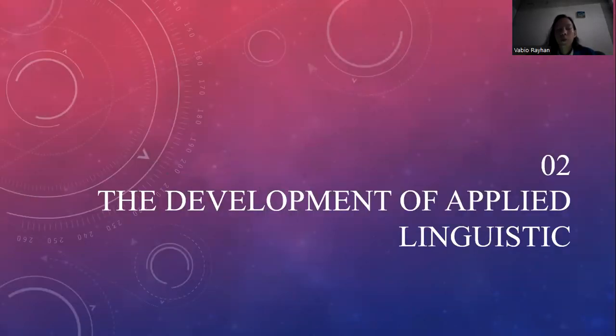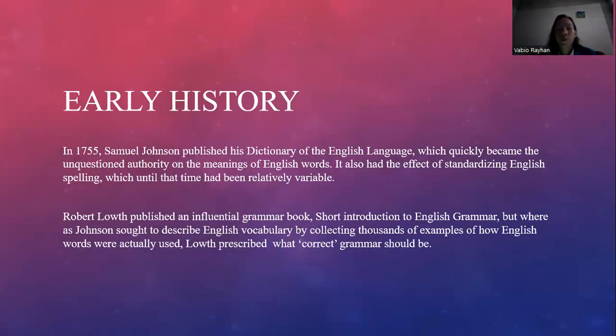2. The development of applied linguistics. Early history. In 1755, Samuel Johnson published his Dictionary of the English Language, which quickly became the unquestioned authority on the meanings of English words. It also had the effect of standardizing English spelling, which until that time had been relatively variable.